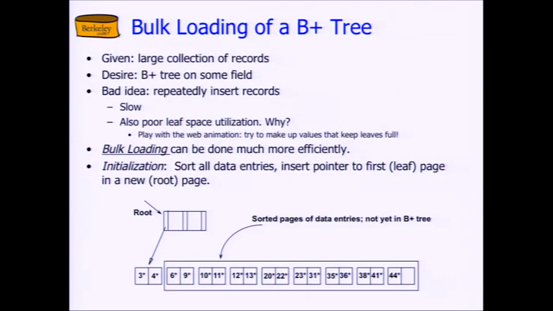And this is something you may want to play with in that web animation. If you do insertions, it's very hard to get the leaf level to stay full. It tends to want to get half full, or really two-thirds full is what it gets sort of stochastically. If you really want to pack up a B-tree nice and tight, because you know the data set's not going to change much, well, then you're going to have to control it some other way than insertion, because insertions are going to tend to split the pages right when you didn't want them to split.